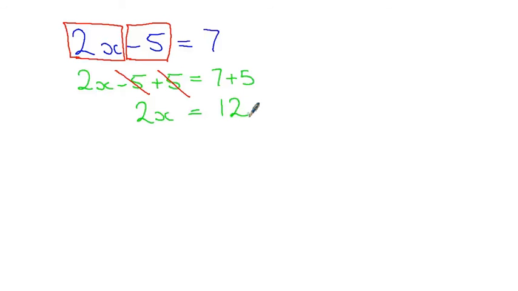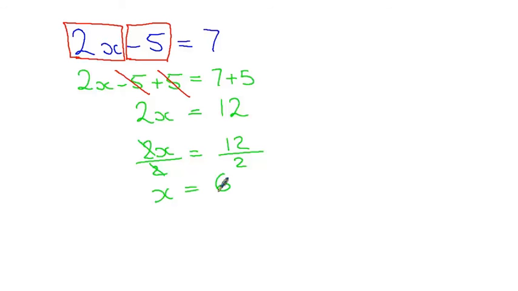Now I have one more step to do. If 2x is equal to 12, then I need to find out what 1x equals. 2x means 2 times x, 2 multiplied by x. The opposite of multiply is divide. I shall divide the left-hand side by 2 because that will cancel out the multiply by 2. What you do to the left-hand side, you must also do to the right-hand side, so that is also divided by 2. X equals 6.